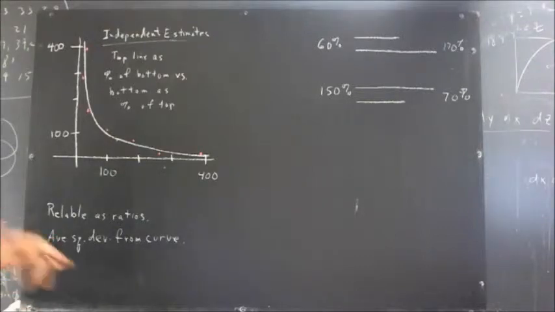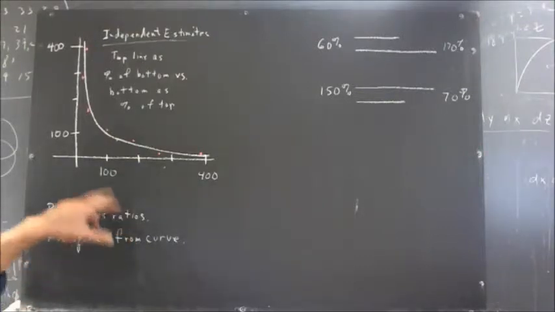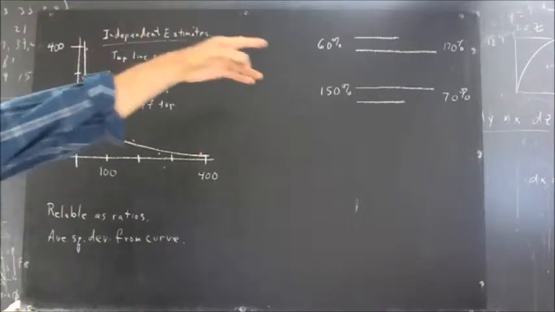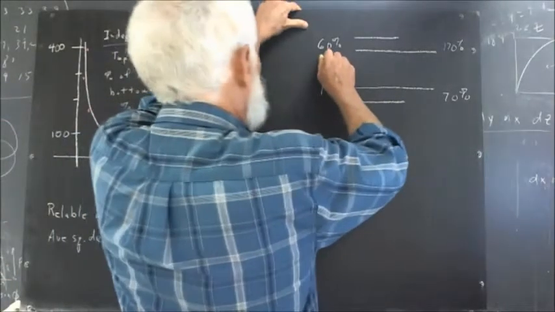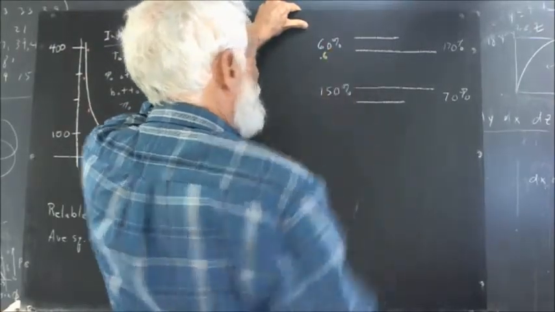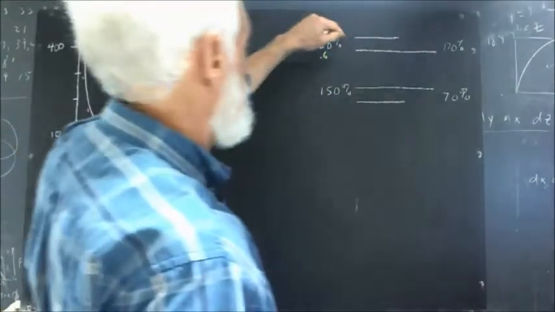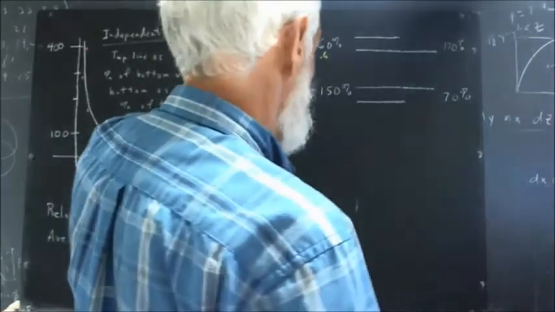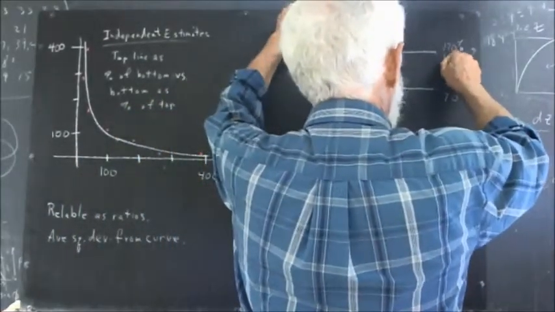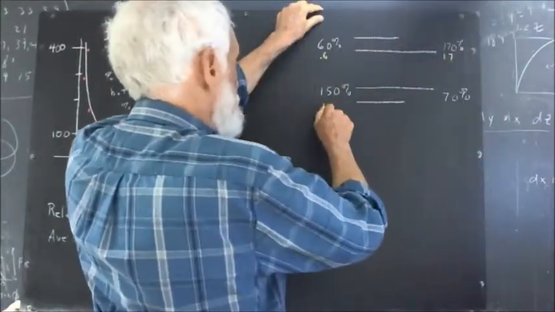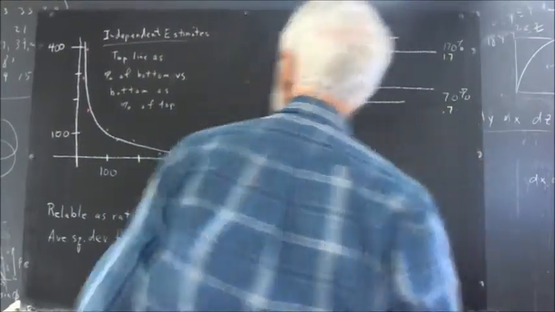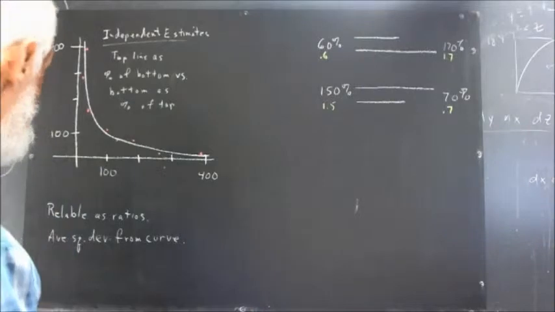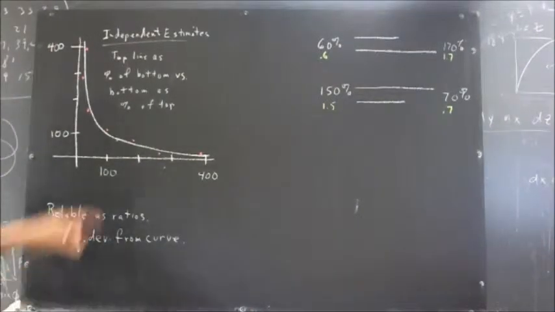Now, the first question was that you were asked to relabel these as ratios. The ratios would be, instead of 60%, well, 60% means there's a ratio of 0.6. The ratio of the top to the bottom is 0.6. Here the ratio would be 1.7. Here the ratio would be 1.5. Here it would be 0.7. So I can relabel this graph according to those ratios.